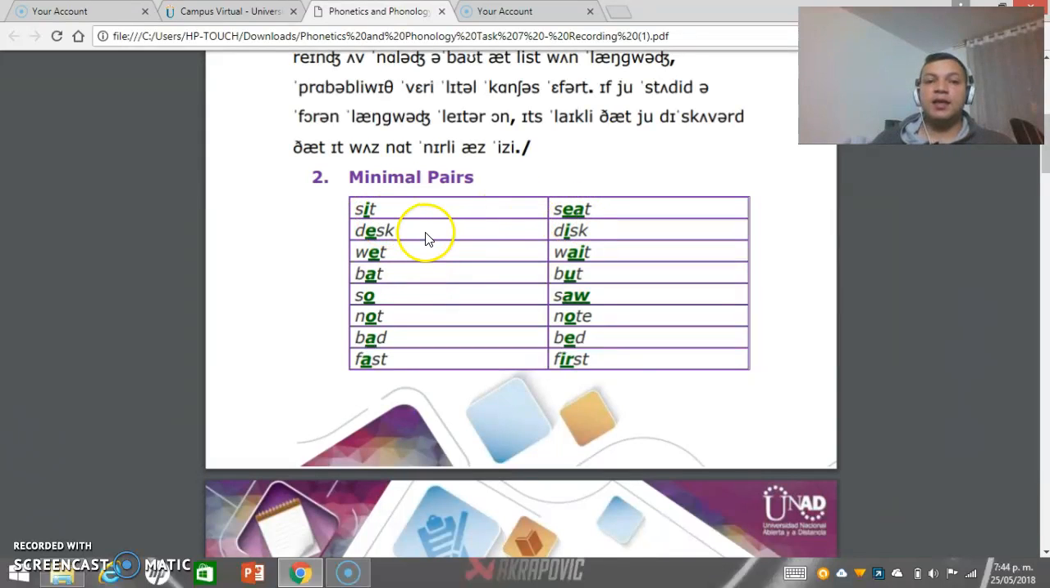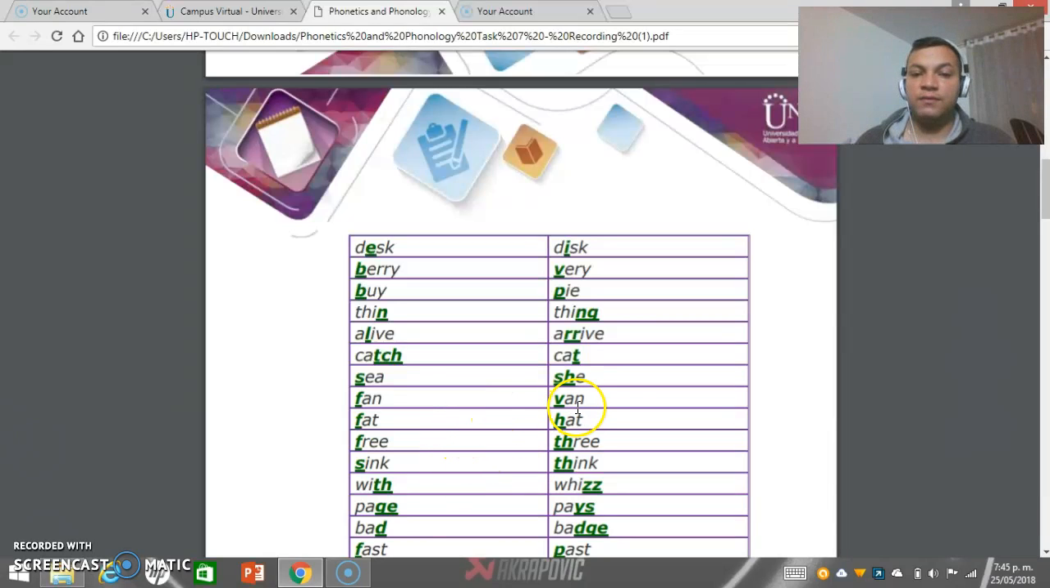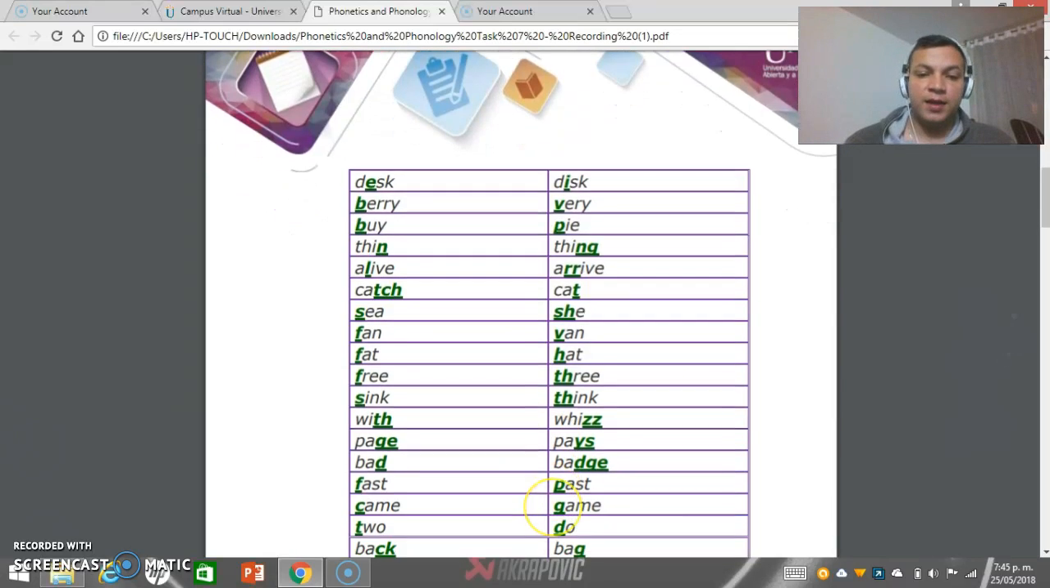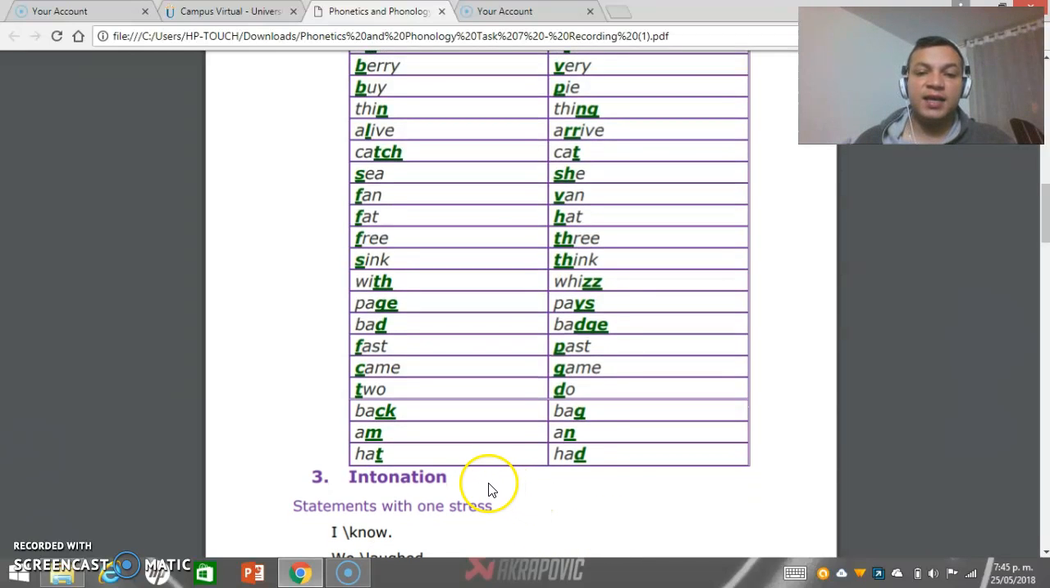Sit, sit, that, bit, wet, bite, but, so, not, but, bed, fat, first. That's it. Very, well, by, then, doing, alive, arrive, cut, see, she, fun, van, fat, hot, free, re, sing, ring, wish, with, page, batch, fat, pat, came, game, to, do, back, buck, un, hat, hot.